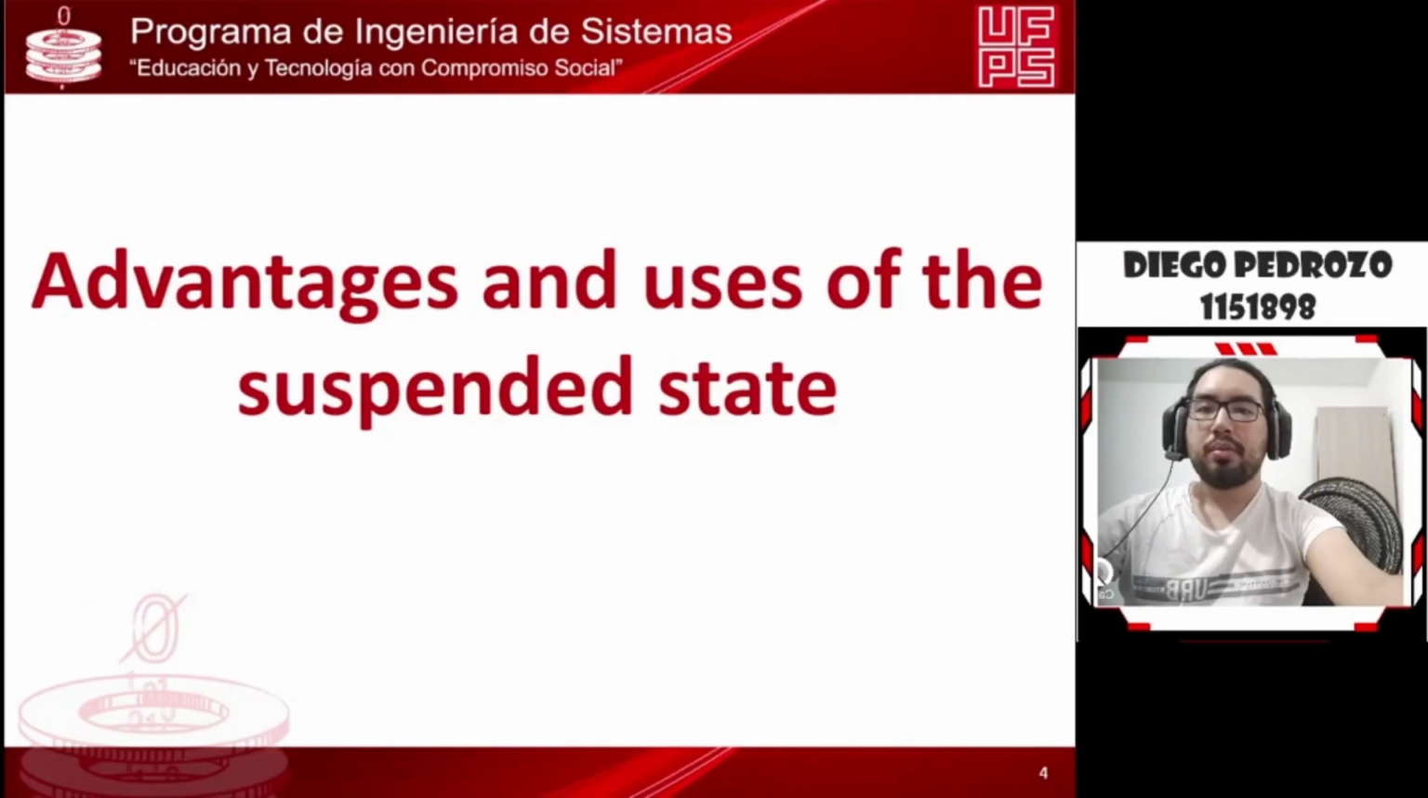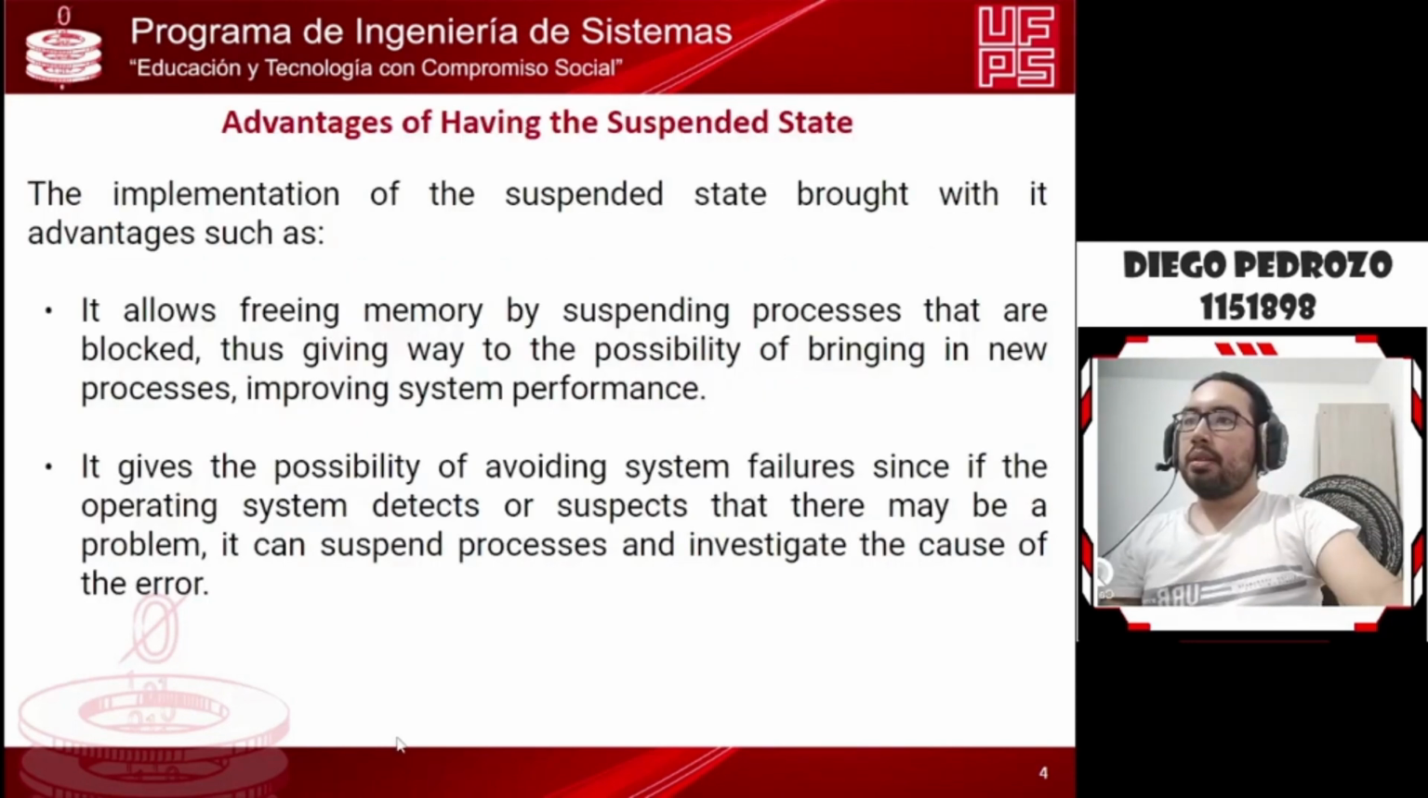Hi, I am Diego Pedrozo. I am here to talk to you about the advantages of the use of the suspended state. The implementation of the suspended state brought with it advantages such as it allows freeing memory by suspending processes that are blocked, thus giving way to the possibility of bringing in new processes, improving system performance.